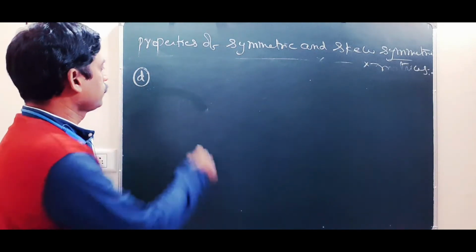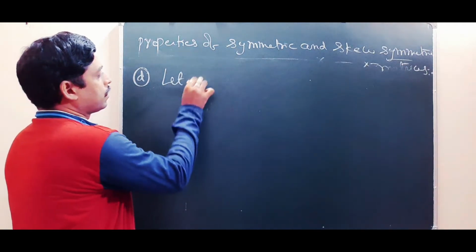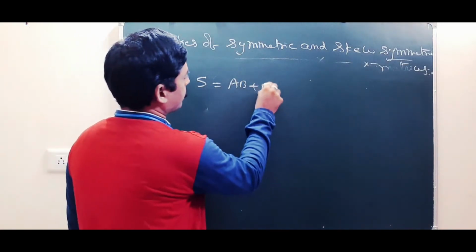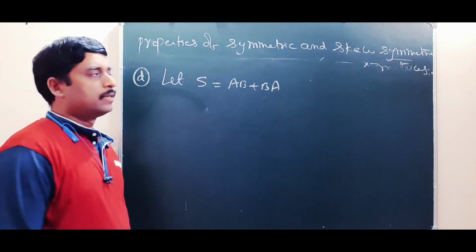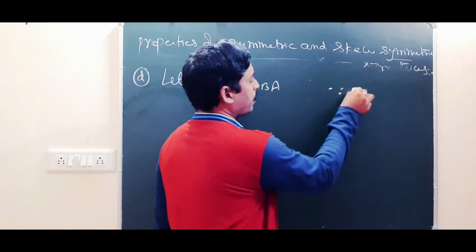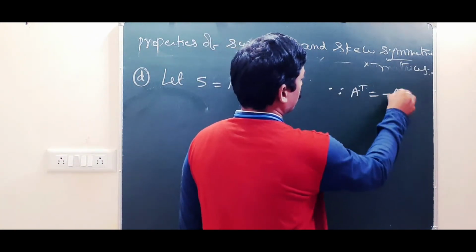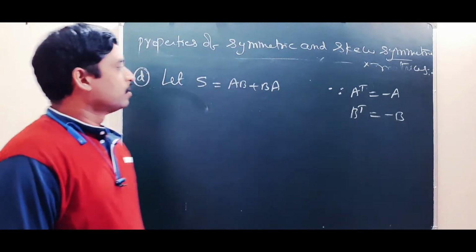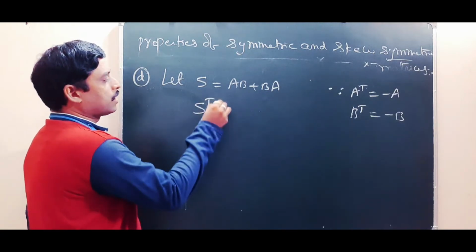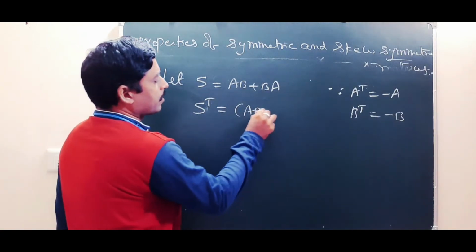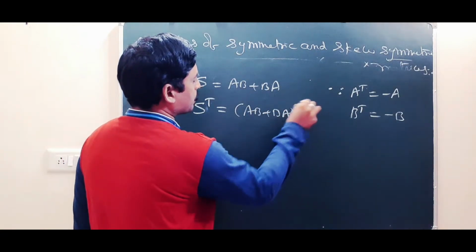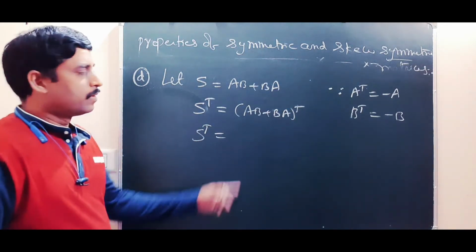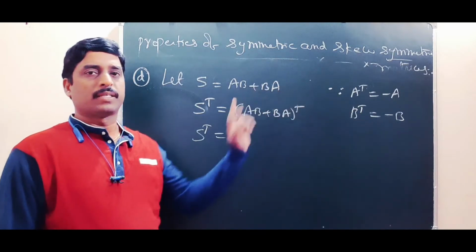Now explain AB plus BA. Let S be equal to AB plus BA. So what is given in this point? Transpose of A is minus A, transpose of B is minus B are given. Now taking transpose on both sides, transpose of S is equal to AB plus BA whole transpose.